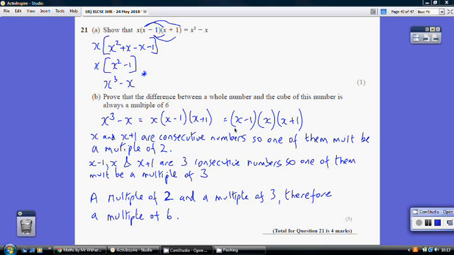7, 8, 9, well, 9 is a multiple of 3. 10, 11, 12, well, 12 is a multiple of 3. So because this is 3 consecutive numbers, one of them must be a multiple of 3. Now, if one of them is a multiple of 2 and another one's a multiple of 3, by definition, therefore, it must be a multiple of 6.